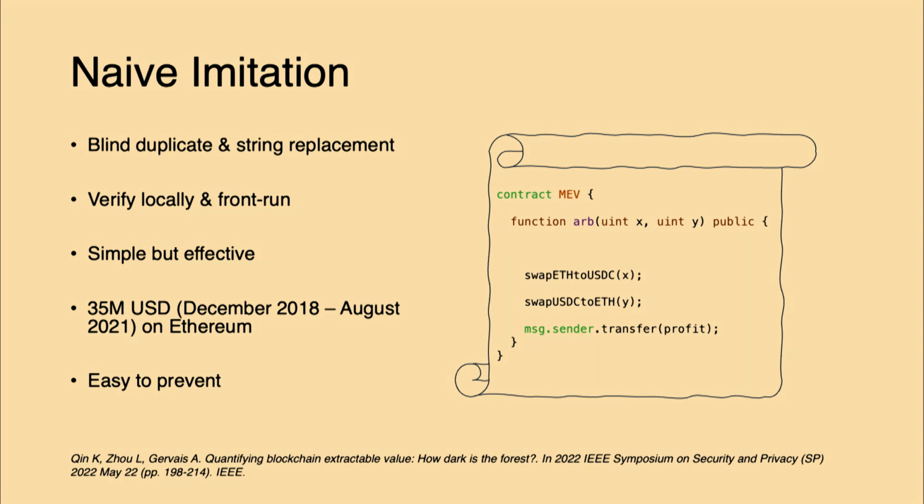Although it's very simple, we find that it's rather effective. We found that from December 2018 to August 2021, on Ethereum, the naive imitation strategy could have generated more than $35 million.